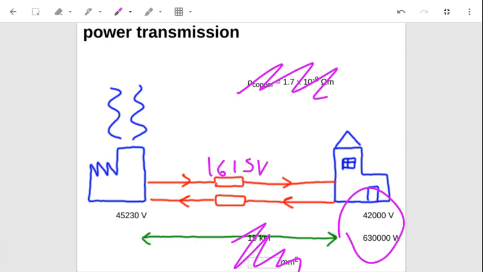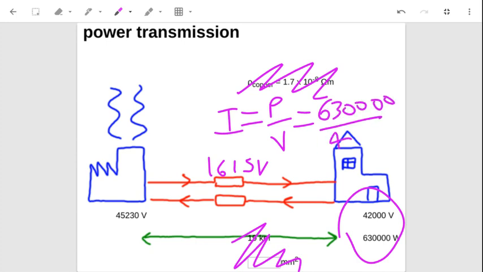I can also, from these two, calculate the current that's running through the lines. So that will be current equals power over voltage. 630,000 divided by 42,000 is equal to 15 amps. So I've got 15 amps running through the power lines and coming back the other way.